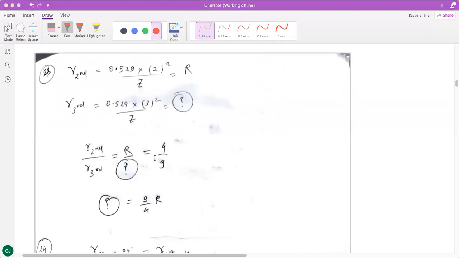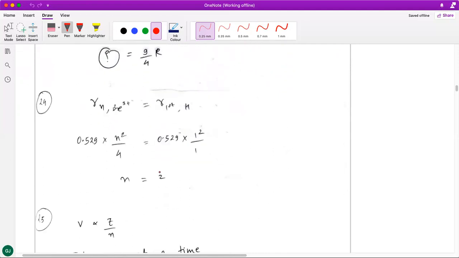The 23rd question is again the same thing in terms of the ratio. See, r is proportional to n square by Z, right? Since they are part of the same atom, the Z value cancelled out. So essentially r is proportional to n square, right? And if you take the ratio, it should be equal to 2 square by 3 square, and then you get the answer. Straightforward question.